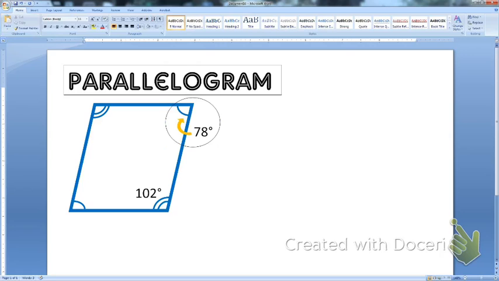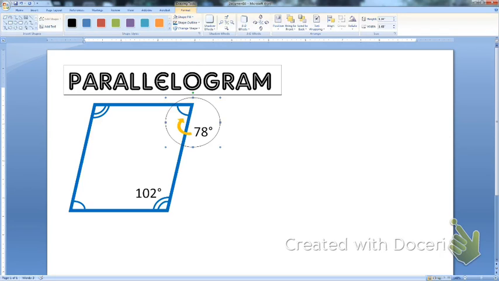There's one, okay, so that angle matches this angle. If the top angle up here is a 78-degree angle, then this one down here is also going to be a 78-degree angle. They are congruent angles. Okay? Just the same way, over here, this 102-degree angle is going to be equal to this 102-degree angle.